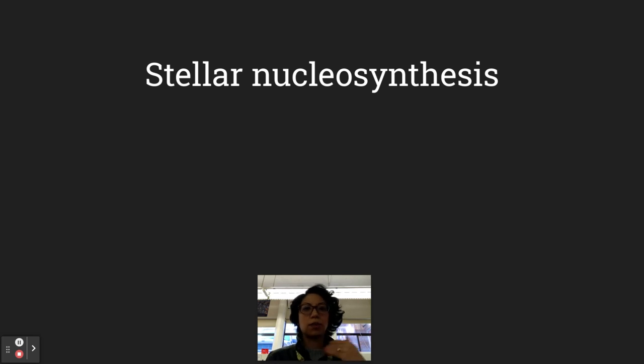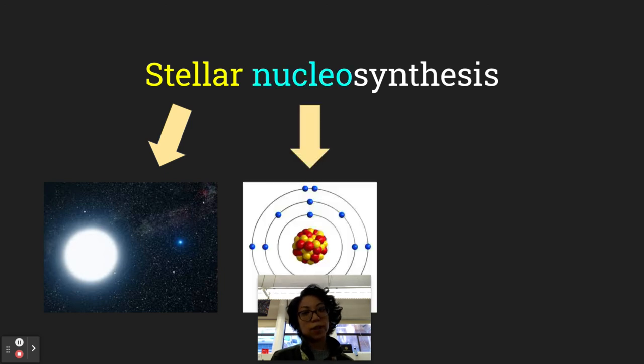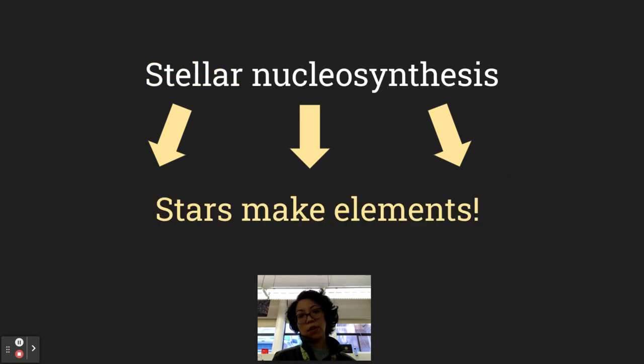And this process of stars making new elements by combining atoms is called stellar nucleosynthesis, which was the title of this slideshow. Stellar just means star. Nucleo is talking about the nucleus of an atom, because really it's the nucleus of atoms that are combining. And then synthesis means to make. Okay, like if you're synthesizing something, you're making something. So this is really just a fancy science word for saying when stars make elements.